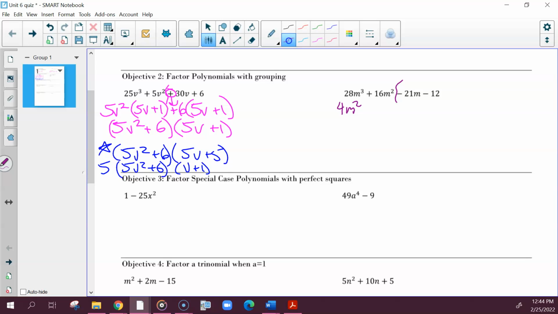When you start dividing, if you don't get the same insides or your numbers look like you could still divide something out, you probably didn't divide out the highest GCF. What's left when you divide these out? 7m plus 4.